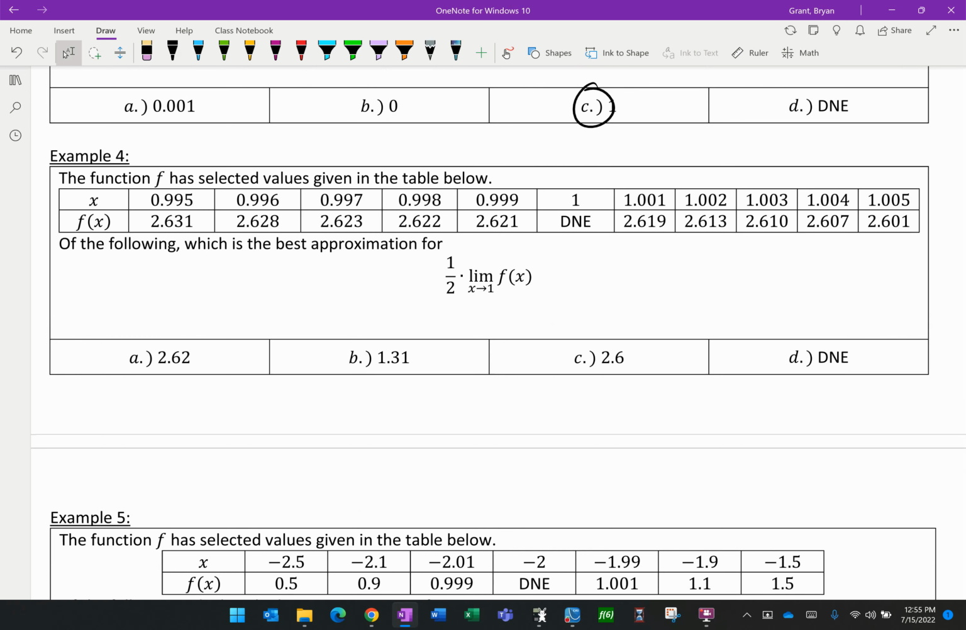All right, you're back. Let's look at this example 4. It's a little bit trickier. Nothing too bad, but a little trickier. Right? We have this 1/2 that's multiplying by whatever the value of this limit is. This is the limit as x approaches 1.